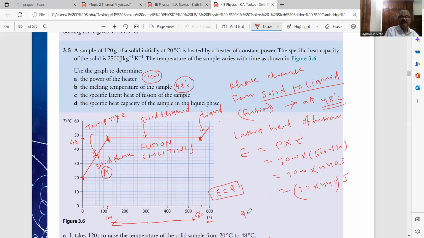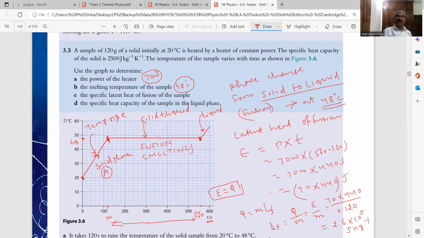So we write Q is equal to mL, in this case LF, latent heat of fusion. So LF is equal to Q upon M. What is Q here? It is E, so E upon M. E here is 70 into 440, upon M, which is 0.120 kg. After calculating it, you will get the latent heat of fusion as 2.6 into 10 to the power 5 joule per kg.